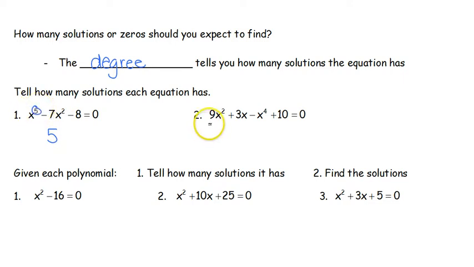For our second one, 9x squared plus 3x minus x to the 4th plus 10 equals 0, we are not going to expect to find 2 solutions. If you pick 2, you were fooled. It's always the highest degree. The degree is the highest exponent among all of them. So in the second one, we should have expected to find 4 solutions.